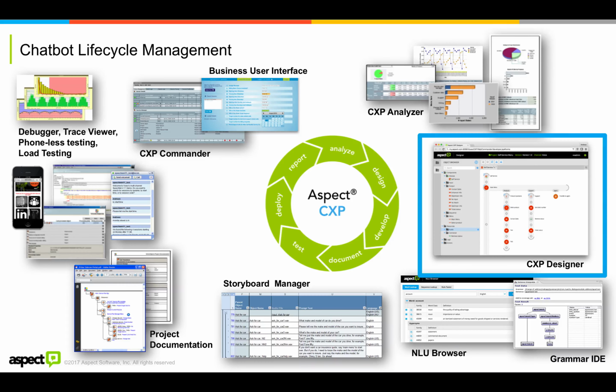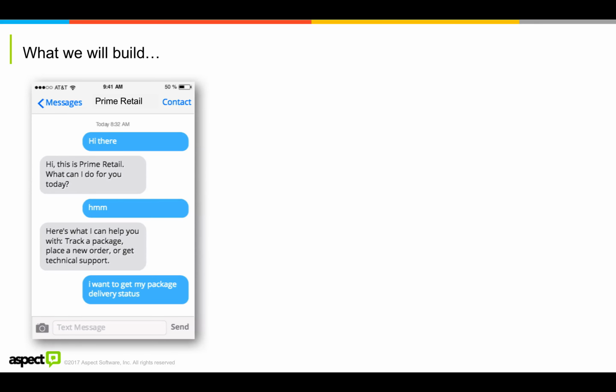Today I will focus on CXP Designer, and before I do that and show you the tool, let us have a look at what we're going to build. We're going to build a chatbot that will work on SMS for a company called Prime Retail, and it covers the typical use cases of checking for the status of your order. Retailers like to call that WISMO, where is my order?